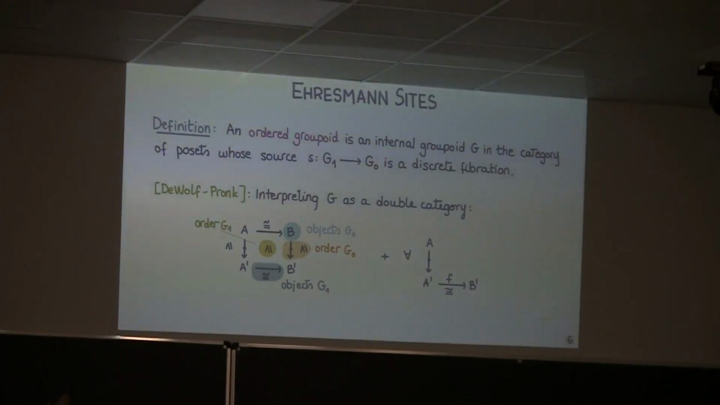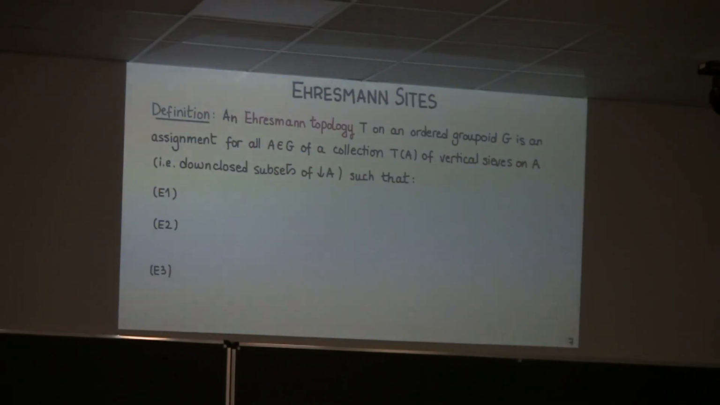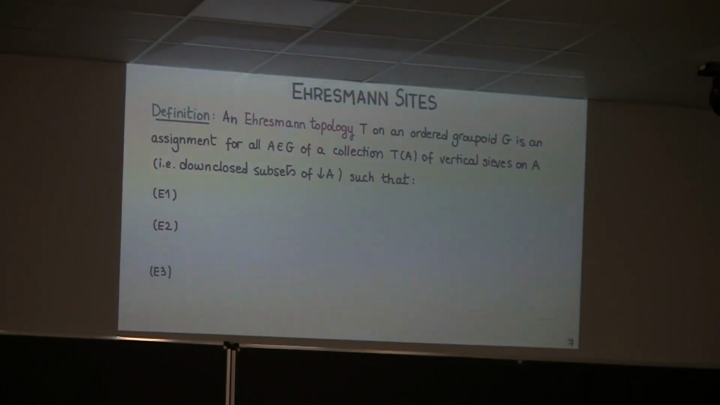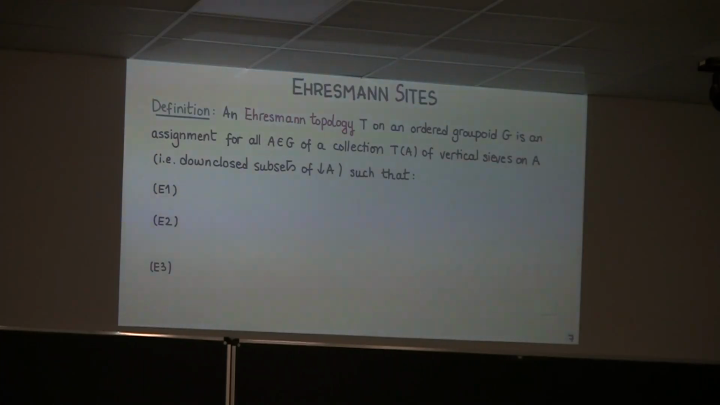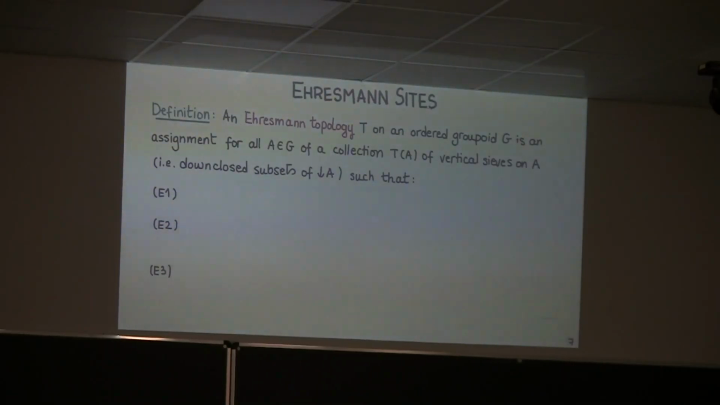For every such corner, we can find a unique cell that fills it in. So similar to the restrictions I was mentioning now, but we only have corners. And this indeed is called the restriction of F to A. Okay, so now we have ordered groupoids, and we can put an Ehresmann topology on them, which is very much translating the axioms of Grothendieck topologies to this framework. So we have vertical sieves, which are just ideals in the poset sense. So they are down-closed subsets of the down set of A. And they have to satisfy the usual properties.